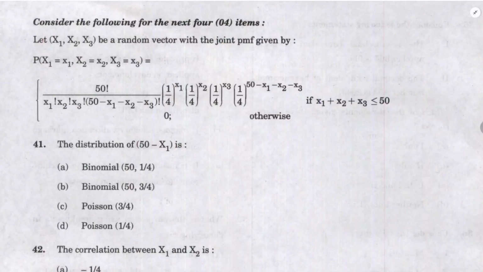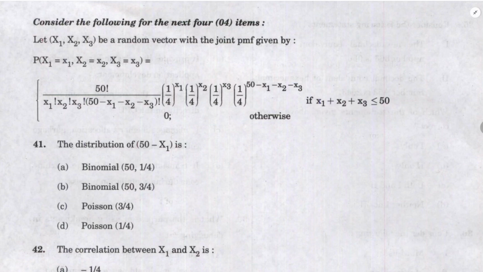Consider the following for the next 4 items. Let x1, x2, x3 be a random vector with the joint PMF given by P(x1, x2, x3) equals 50 factorial upon x1 factorial, x2 factorial, x3 factorial, then (50 minus x1 minus x2 minus x3) factorial, times 1 upon 4 to the power x1, 1 upon 4 to the power x2, 1 upon 4 to the power x3, and 1 upon 4 to the power 50 minus x1 minus x2 minus x3, where the condition is given as x1 plus x2 plus x3 less than or equal to 50.